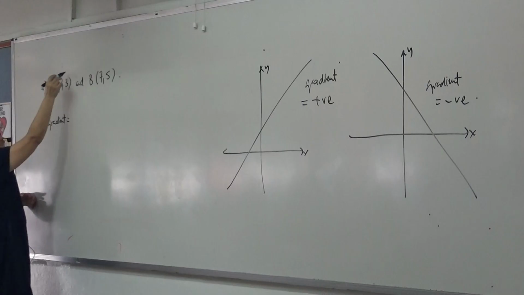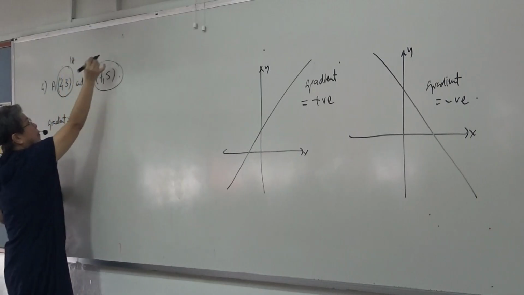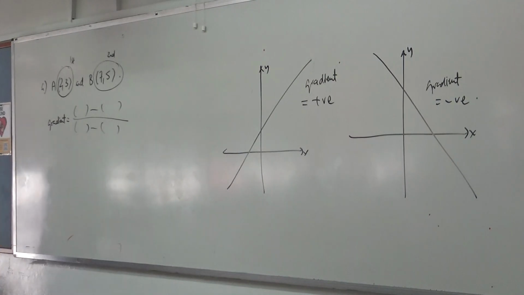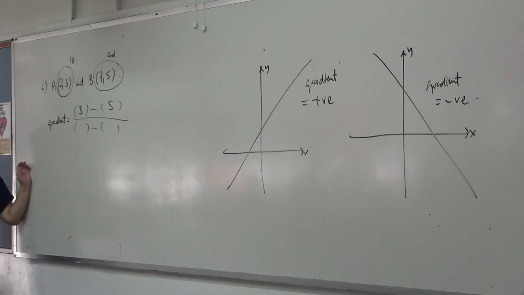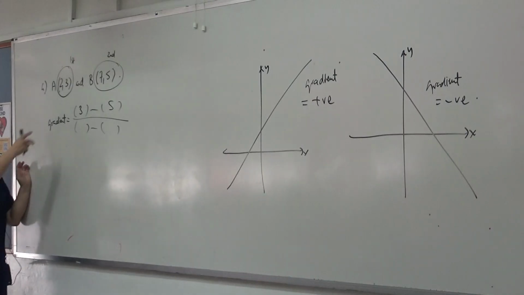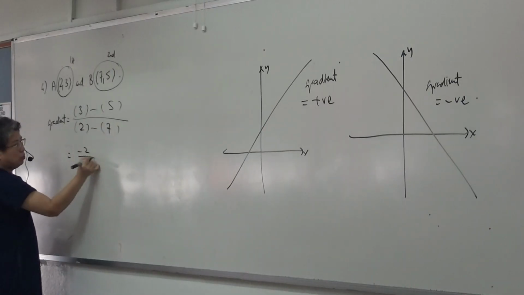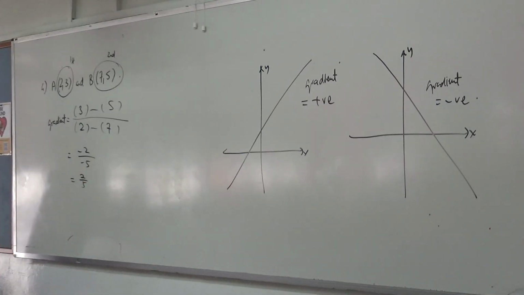Okay, now let's say I choose this one first. This one is my first point, this one is my second point. I always put brackets. Because why? In case the coordinates are negative, then you won't miss out the negative sign. Is that understood? Because students are always very careless when there are negative numbers. Okay, 3 minus 5, right? y minus y, can see? That is 2 minus 7, very good. So this is negative 2 over negative 5. Answer is 2 over 5, right? Can see it now?